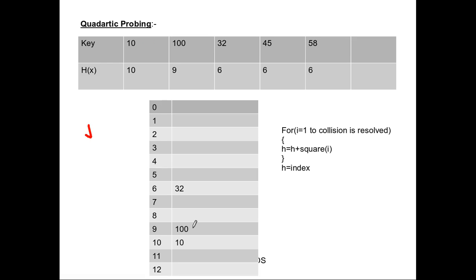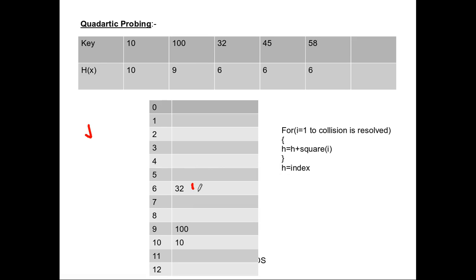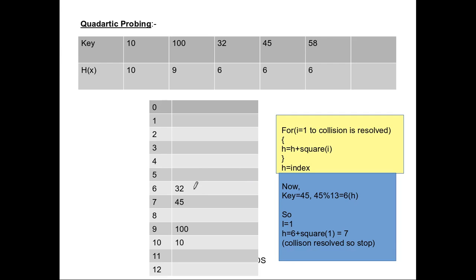So you have element 32. 32 modulo 13 is 6, so the element 32 gets stored here. Next you have 45. 45 modulo 13 is also 6, so we have a collision. Whenever a collision occurs, 45 is also trying to get here. So now what we do is we follow this algorithm.